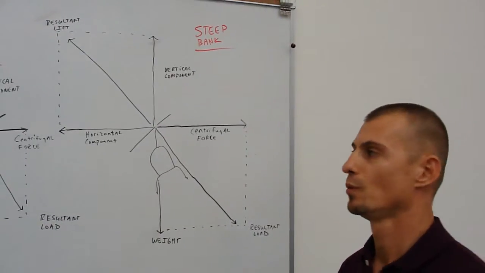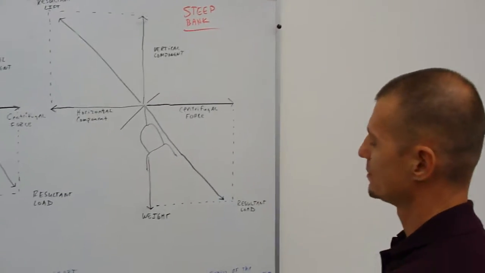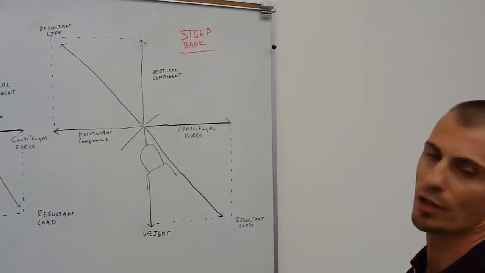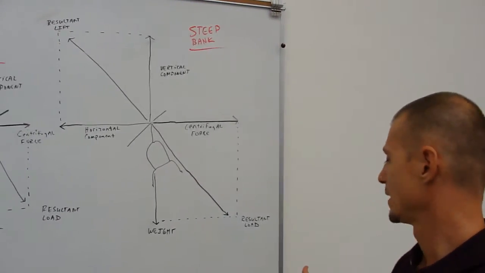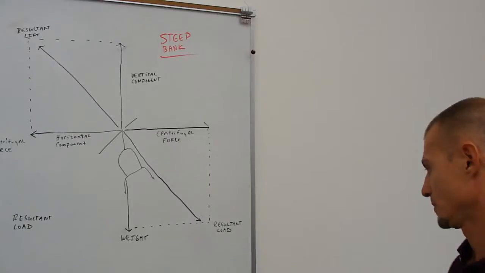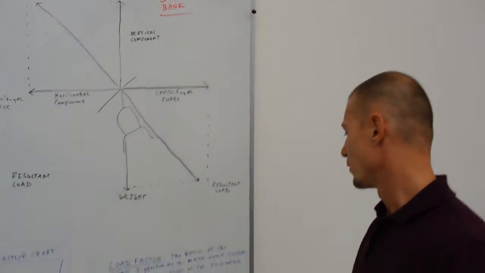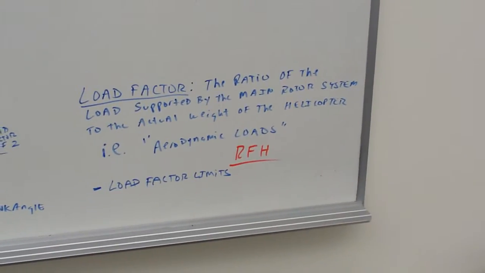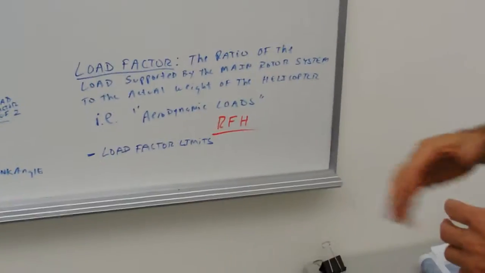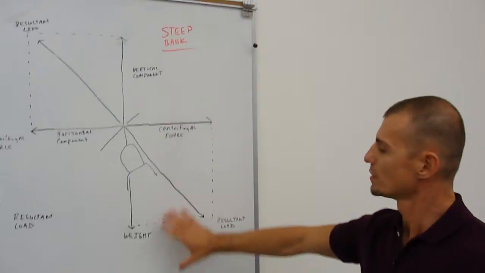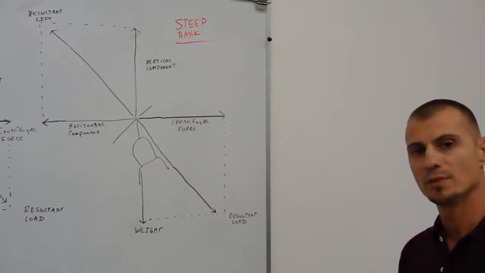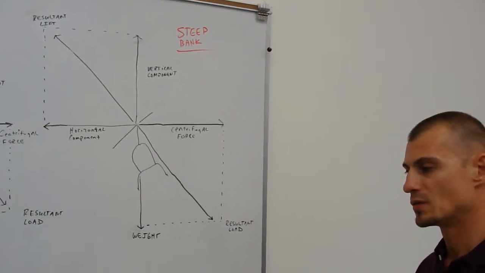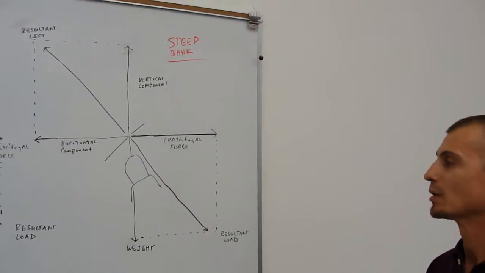So why is that important? That's important because of load factor. Airplanes, helicopters, they have a load factor limit. Let's first of all look at the definition of load factor from the Rotorcraft Flying Handbook. It's the ratio of the load supported by the main rotor system to the actual weight of the helicopter, i.e. aerodynamic loads. So these aerodynamic loads that we're talking about is basically this: the centrifugal force and the weight of the helicopter, totaled together, is the aerodynamic loads, i.e. load factor.